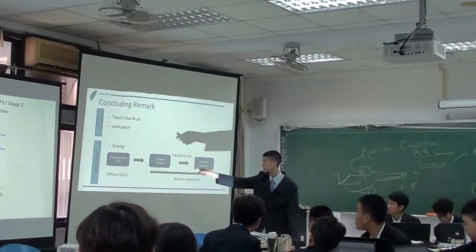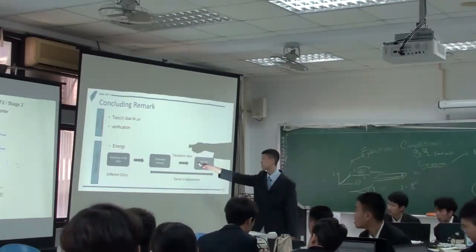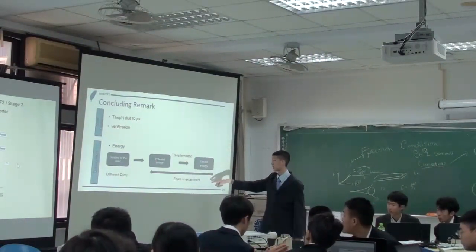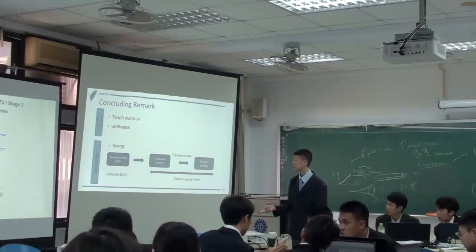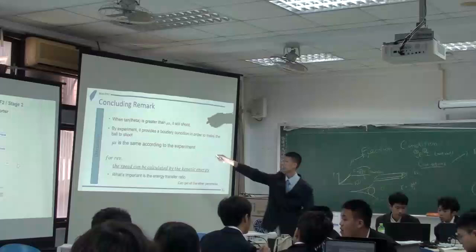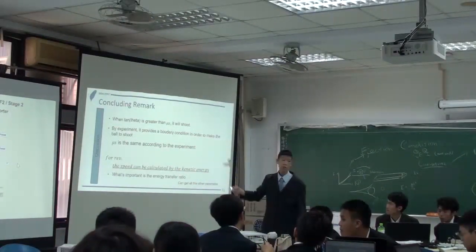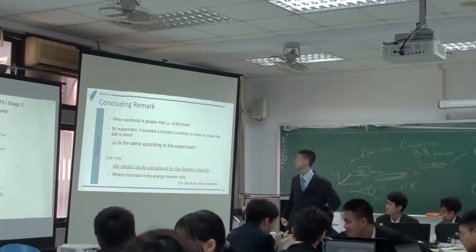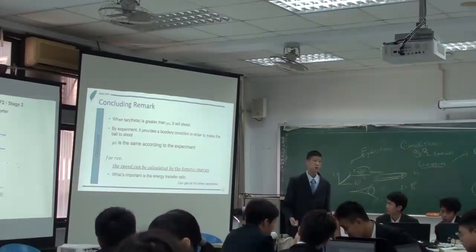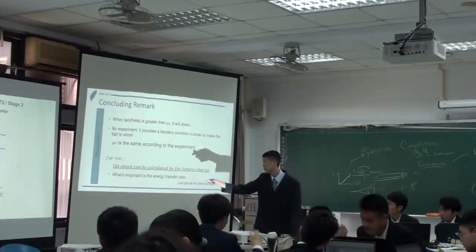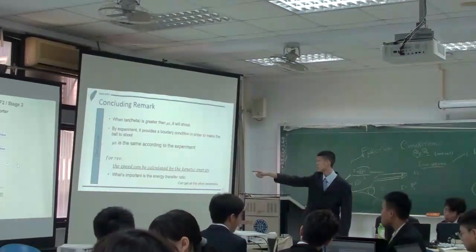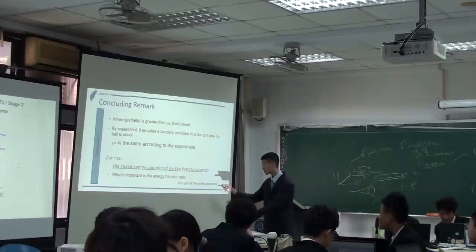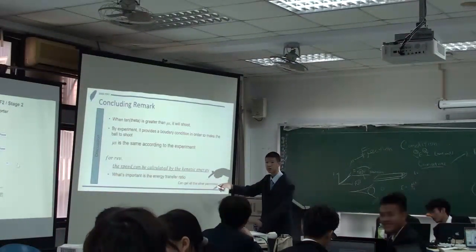And for the energy, the bending of the ruler causes potential bending energy, which transforms by a ratio into kinetic energy. And when tangent theta is greater than mu, it will shoot. And by experiment, it will provide a boundary condition for making the ball shoot. And for review, the speed can be calculated from the kinetic energy. So once we know the kinetic energy, then we know the velocity.